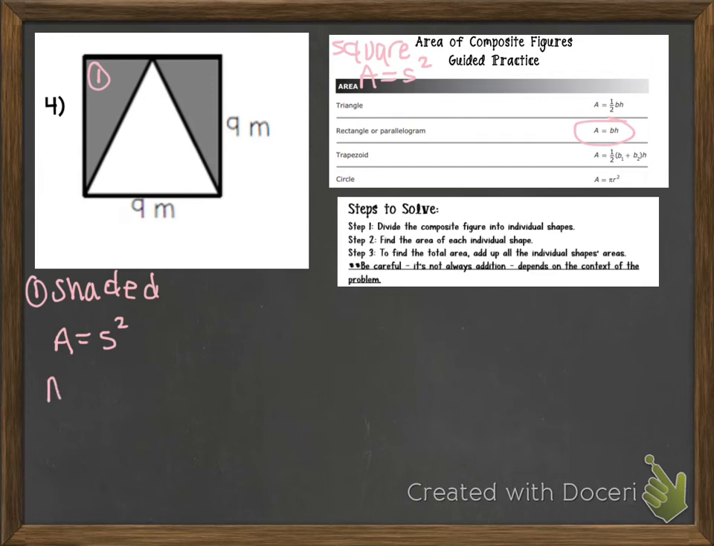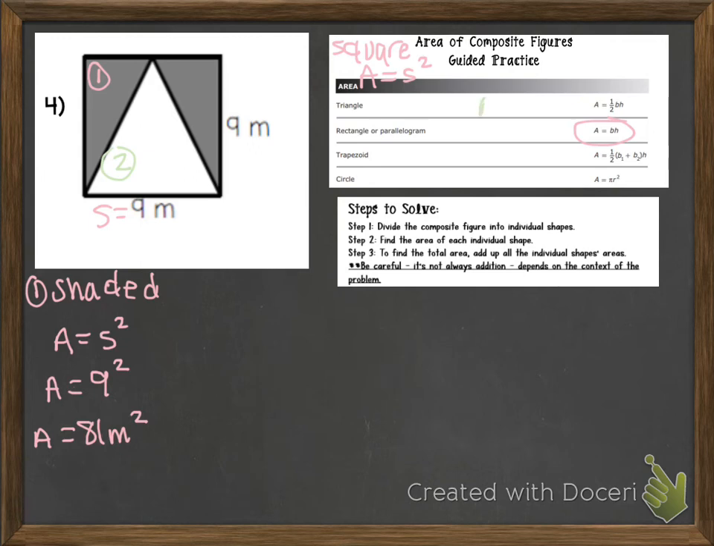So area equals, your side squared is 9. So 9 squared. What does it mean to be 9 squared? What are you multiplying for 9 squared? If you said 9 times 9, you are correct. Okay, so 9 times 9 is 81 meters squared. Okay, so then now I need you to find your second, which is unshaded.